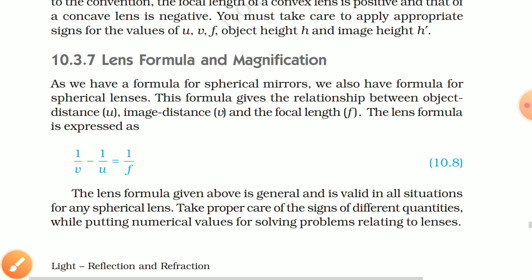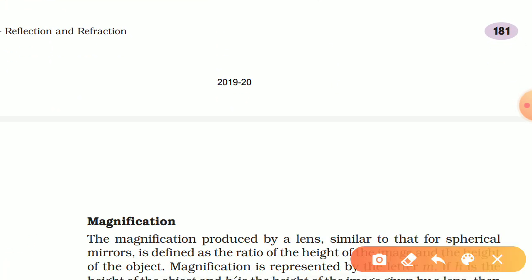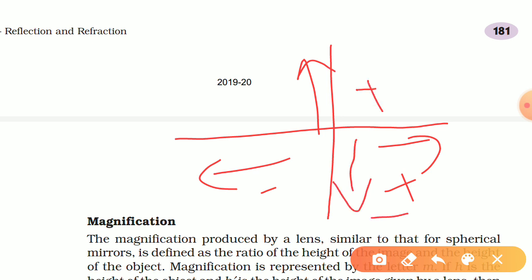So basically, you take one line like this. Okay, so this way it will be negative, this way it will be positive, this way it will be positive, and this way it will be negative.